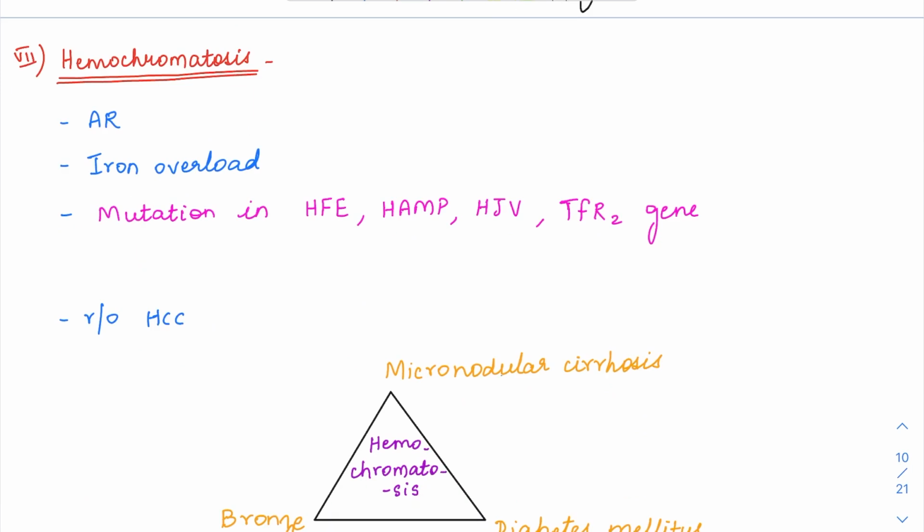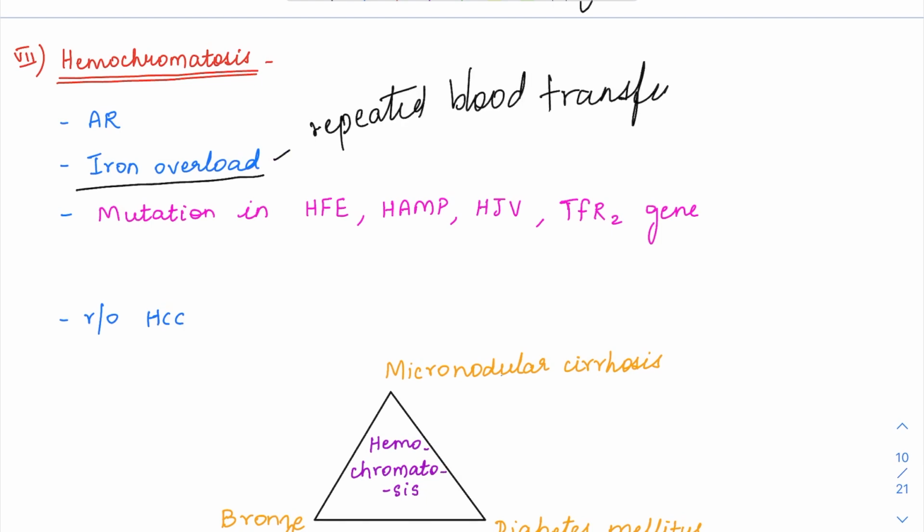So next we'll see about hemochromatosis. Here again, that is a metabolic disorder which is an autosomal recessive inheritance, and this is going to be caused due to iron overload. So any kind of iron overload, suppose the patient is having repeated blood transfusions or due to some inherited cause like hemochromatosis. During repeated blood transfusion, iron overload is going to be called as hemosiderosis, while if it is a hereditary condition of iron overload, then it is going to be called as hemochromatosis.